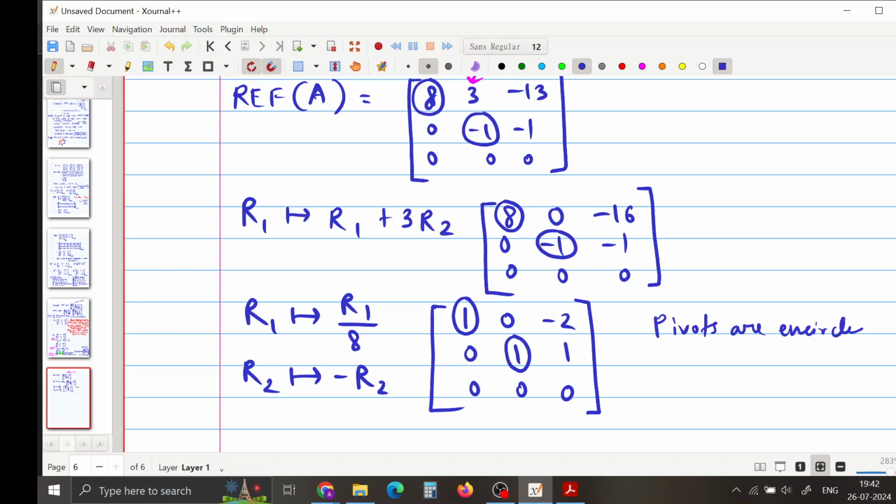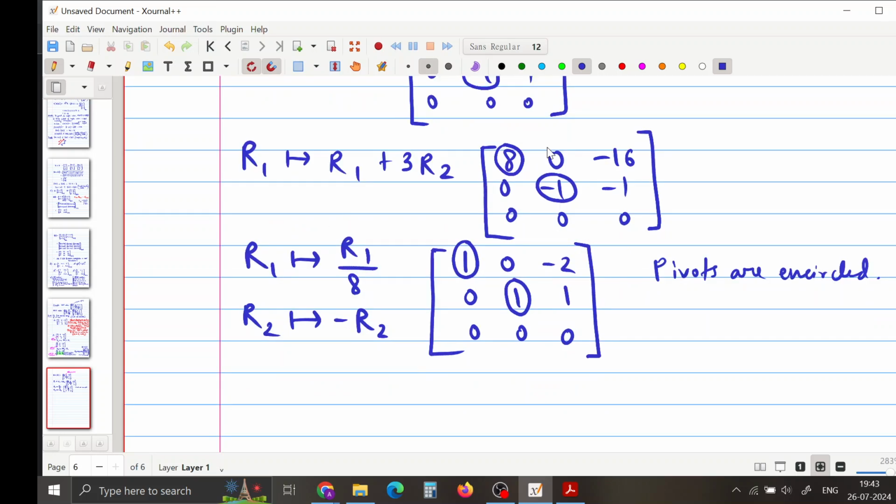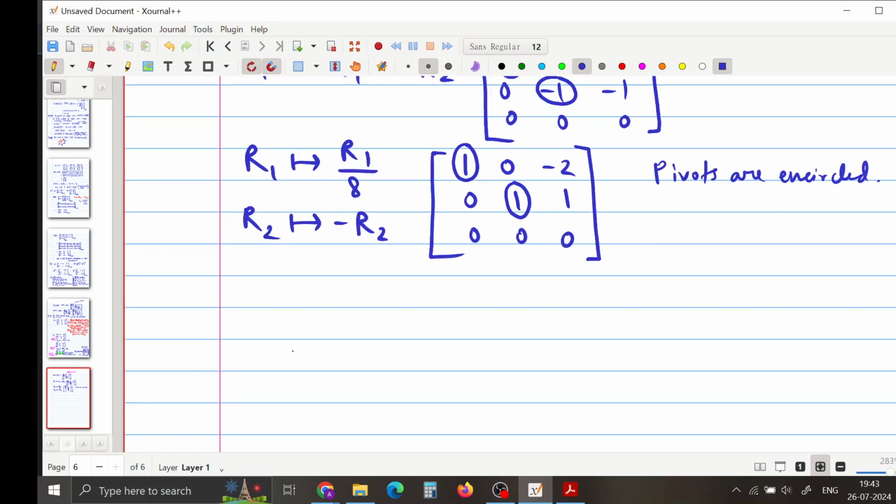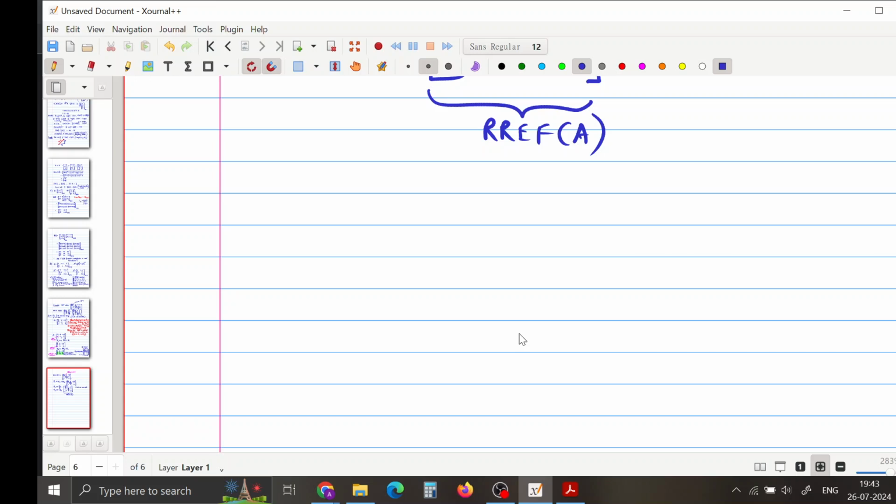And in every column the entries other than the pivots are 0. So the first column and the second column are the only columns containing the pivots, and every other entry is 0 other than the pivot. So this is your RREF, the row reduced echelon form of F. Great. Now we'll move to the fifth question.